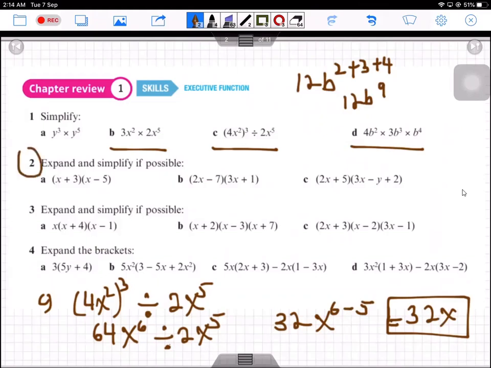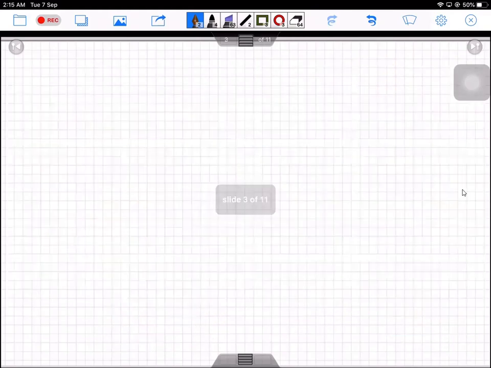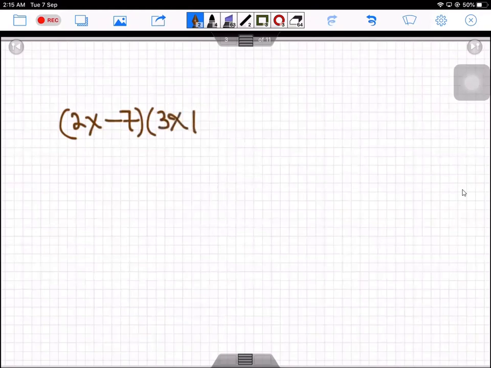Now let's have a look at question number 2. Expand and simplify if possible. I'm solving question number 2 part B. You can solve part A on your own, and then we will solve part C as well. So part B is 2x minus 7 multiplied by 3x plus 1.